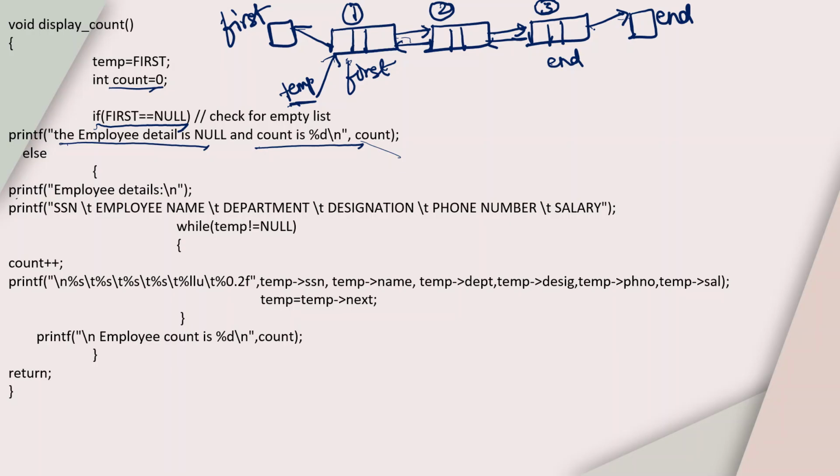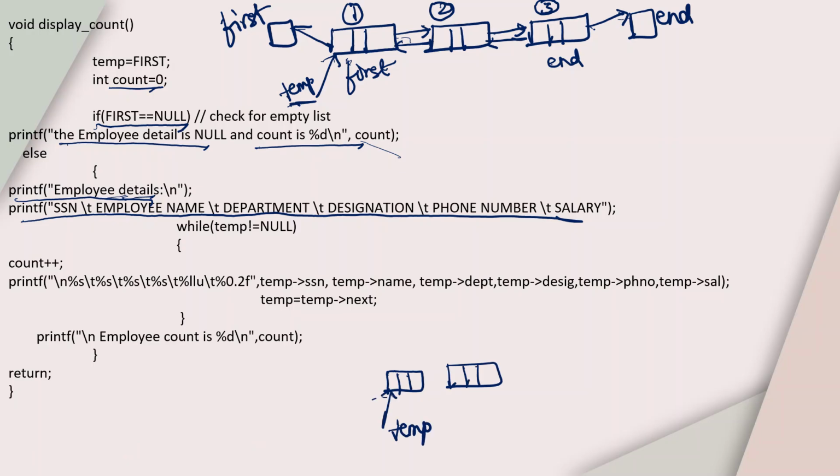Otherwise, see here, employee details. These are your sort of header, like the heading. So SSN, employee name, department. So what I will do is, like this. Initially, the first node is temp. So when do I see? I have to move the control.